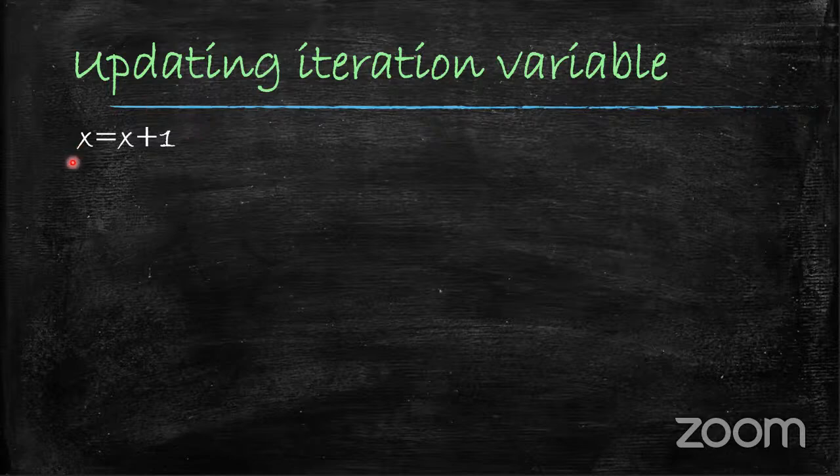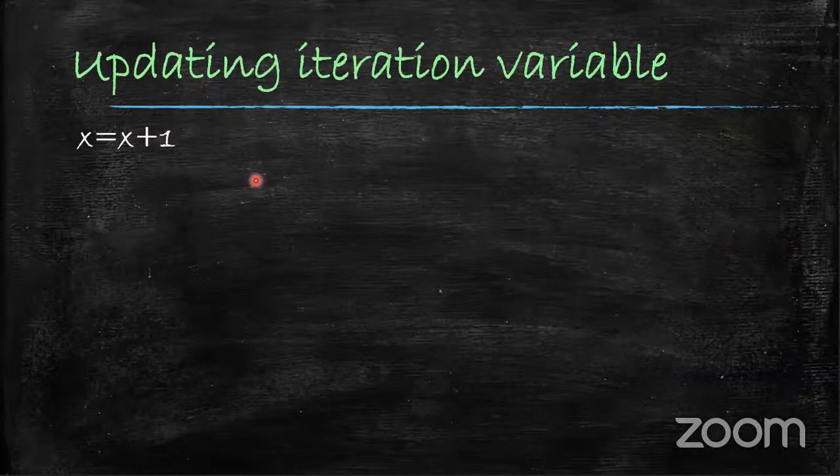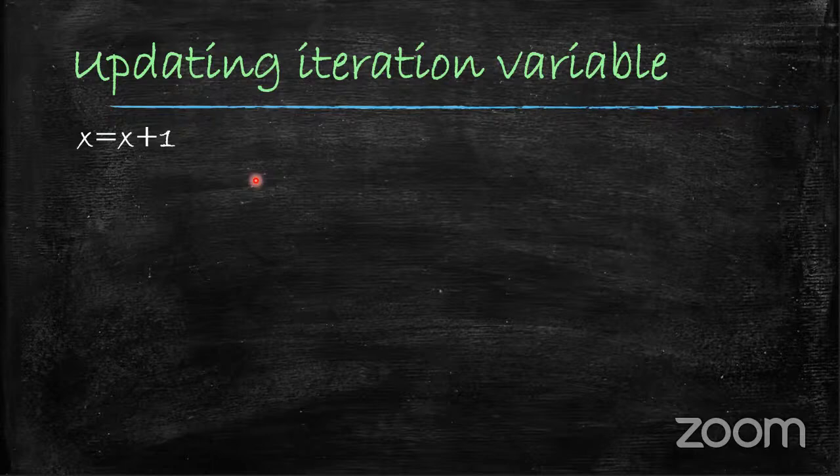So what is this particular statement going to do? Can anyone tell me? Each time the value of x increases by 1. First, if it is 0, then next time it increments to 1, then it's 2.